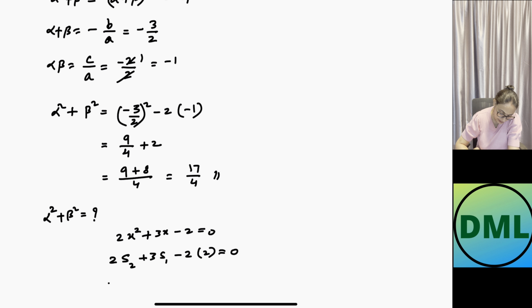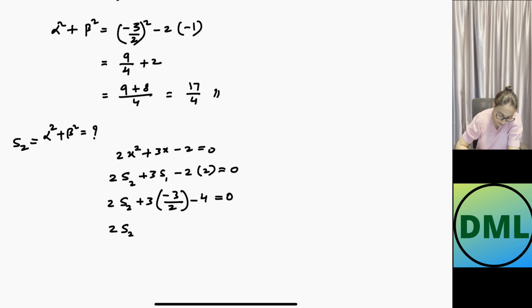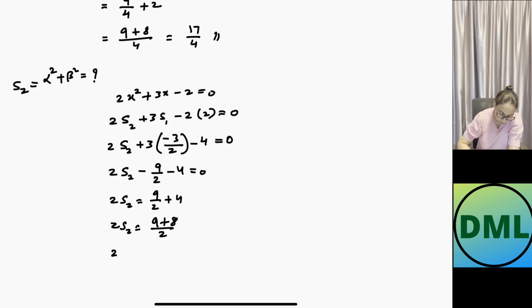Let's substitute the values here. 2S2 plus 3 S1, which is basically minus 3 over 2, minus of 4 is equal to 0. Alpha plus beta is basically our S1 value. Let's solve this for S2. 2S2 minus of 9 by 2 minus 4 is equal to 0. 2S2 is equal to 9 by 2 plus 4. 2S2 is equal to 9 plus 8 by 2. 2S2 will be equal to 17 by 2. S2 will be given as 17 by 4. We got the same answer that we got earlier.